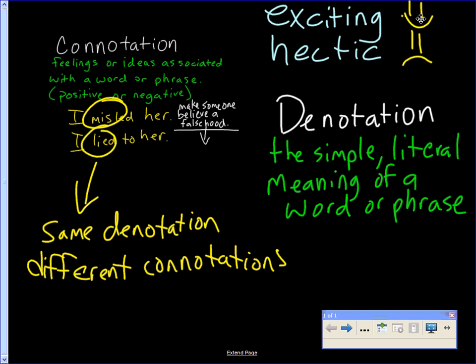Now let's apply this to the story. Oh, Kamara, you have a question? Hectic means busy, but exciting can mean busy and there's a lot of activity going on, right? So on the denotative level, they can mean something very similar. That's what I'm saying. On denotation, they're very similar. And you could just trade them out, right? But in terms of connotation, the emotion, they're very different. One is positive and the other is negative. Does that make sense? Cool.